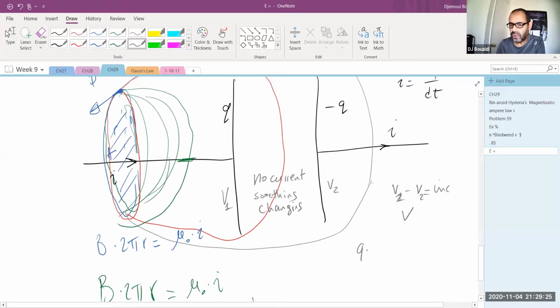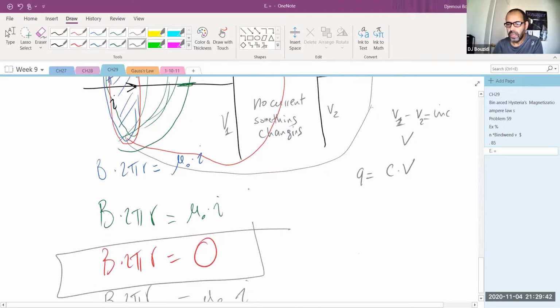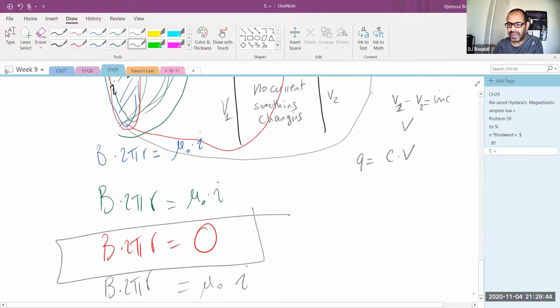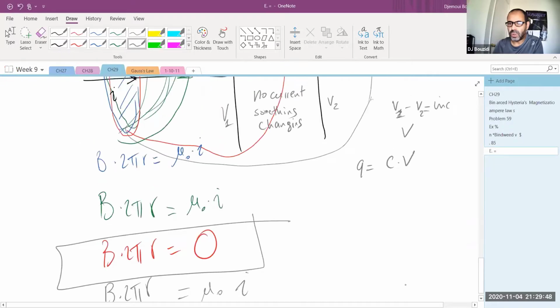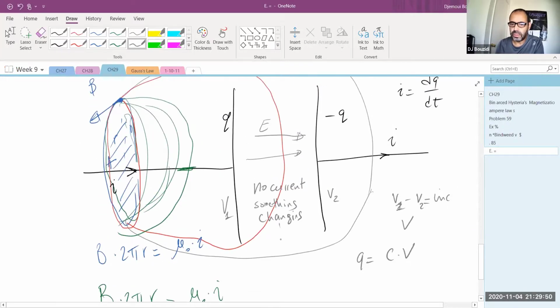And the charge itself, Q, which is equal to C times V, is increasing. There is an electric field now that points in this direction, E. That too is increasing because there is more voltage on this side. So that is time dependent. So he said, in that region, I'm going to argue that there is a current. He called it the displacement current.